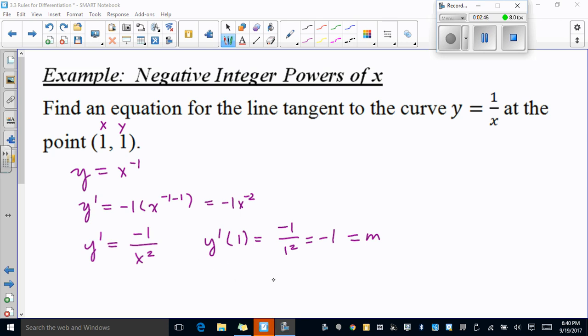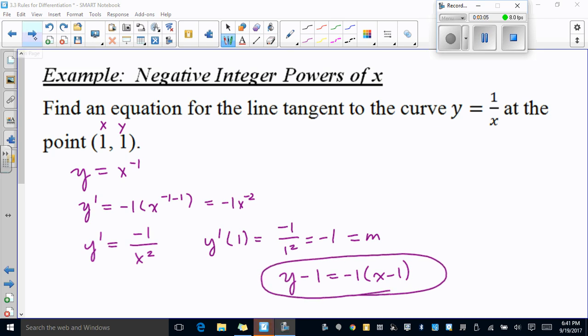So now we can write the equation of our line. y minus my y value of 1 equals the slope negative 1 times x minus the x value, which is also 1. And you get this. You do not have to clean it up from here. You can leave it alone.